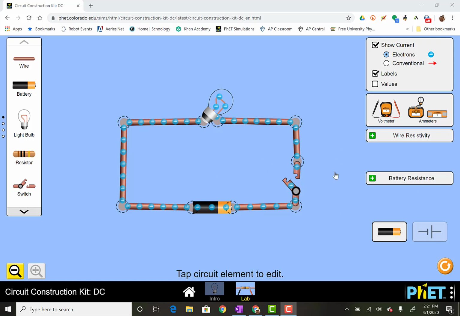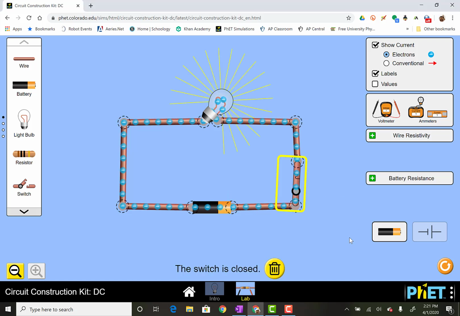I may not necessarily need this switch. In fact, I don't, but I'm just using it for convenience's sake. I'll close the switch though, and hey, there we go. There's a circuit that works. Yay, circuit works. And this is, aside from the switch, pretty much the simplest circuit I can get.